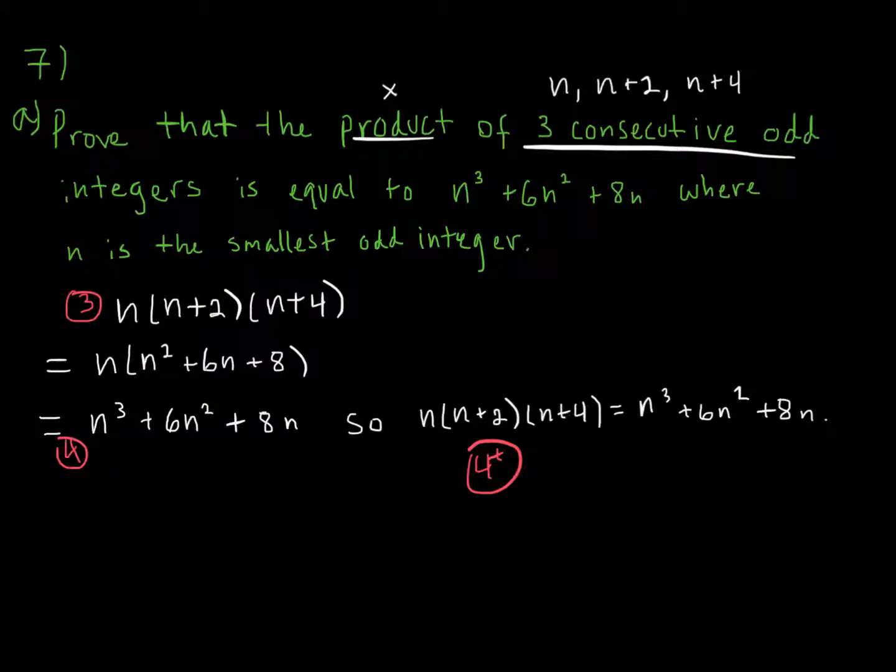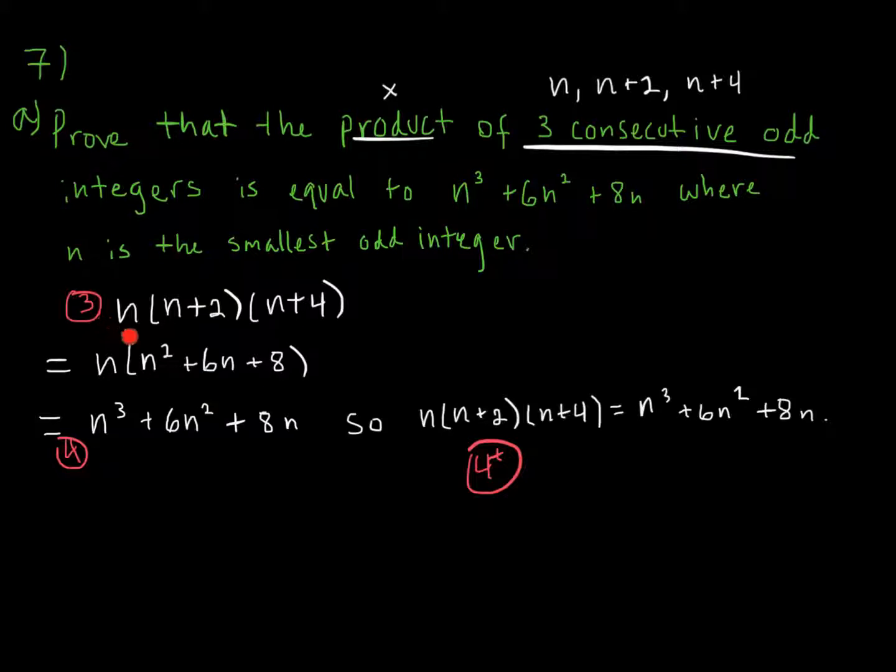Alright, so here I want to prove that the product, multiplication, of 3 consecutive odd integers is equal to n cubed plus 6n squared plus 8n, where n is the smallest odd integer. So I know that if n is the smallest odd integer, then the 3 consecutive odd integers will be n, n plus 2, and n plus 4, and I'm multiplying them together.